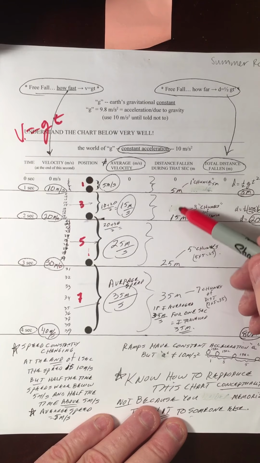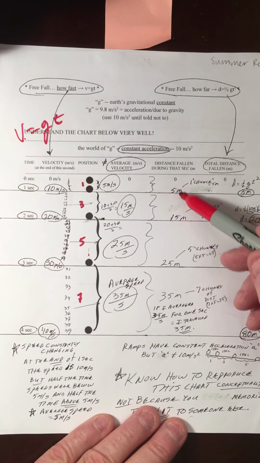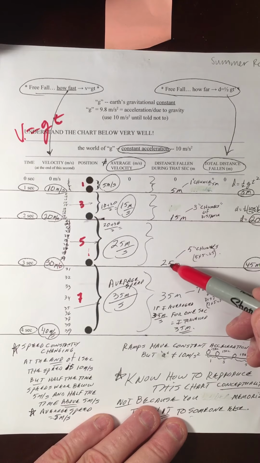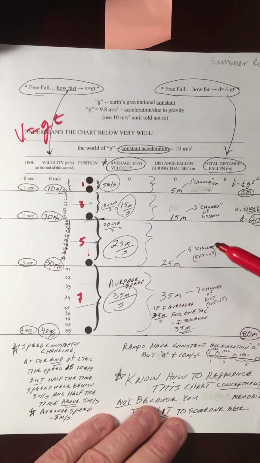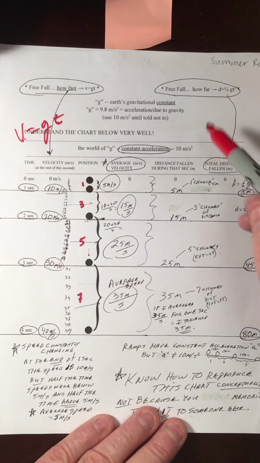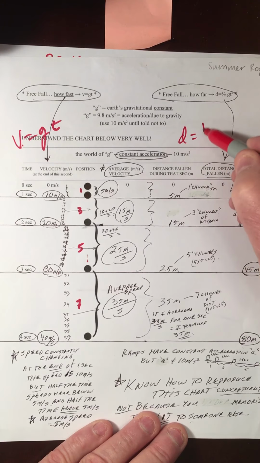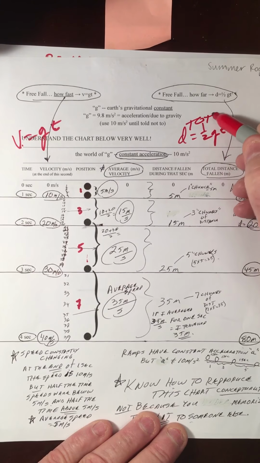Now this is interesting. There's 1 chunk, 3 chunks, 5 chunks, 7 chunks. That's Galileo's odd integer pattern. But what if you want to know the total distance from the beginning? That's when you use d equals 1/2 gt squared, total distance.